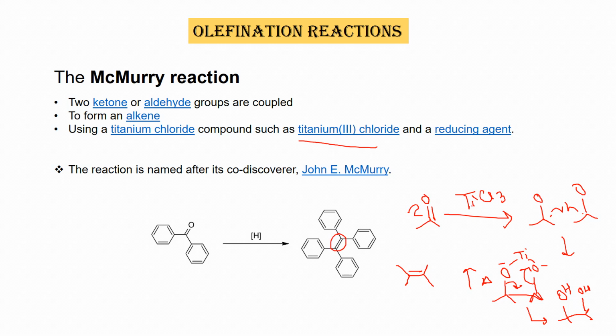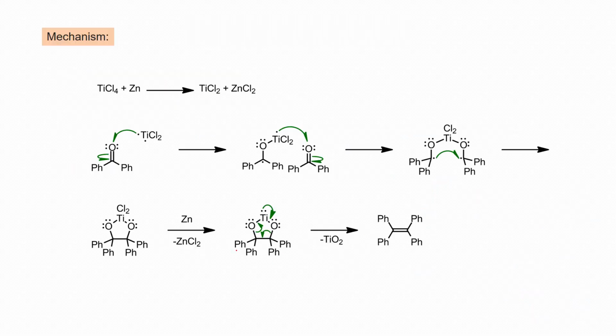So how does this reaction go? The titanium chloride forms a radical, and by this the bond will break. Then it undergoes radical coupling, forming this, and then through a reducing agent it will form this alcohol, and on heating it will give this alkene product. So this is the mechanism.